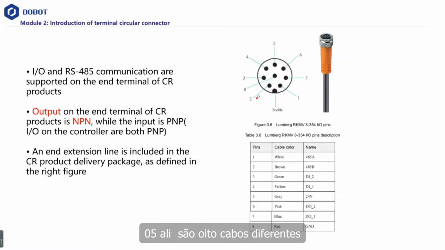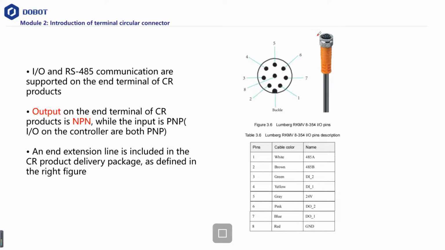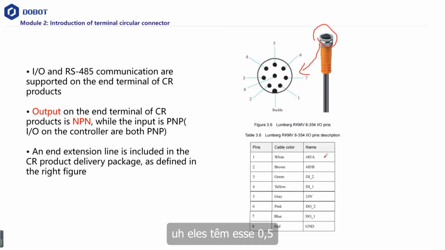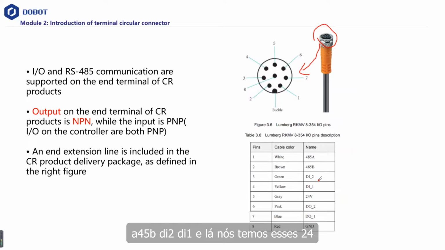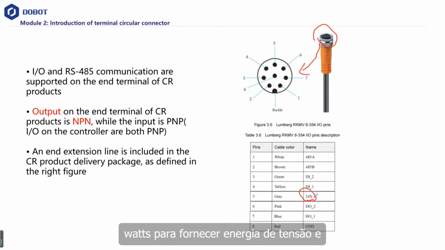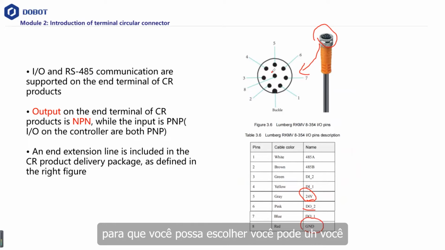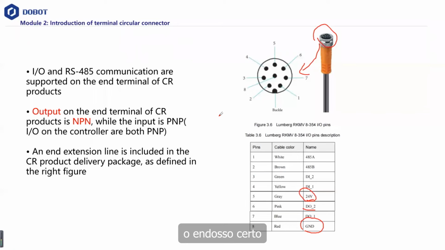There are 8 different cables in this one. This is a zoomed picture, so you can see the different definitions. We have 485A, 485B, DI2, DI1, and 24 volts to provide power, and we have DO2, DO1, and the rest are for ground. So you can see from these cable definitions to choose the right end effector.